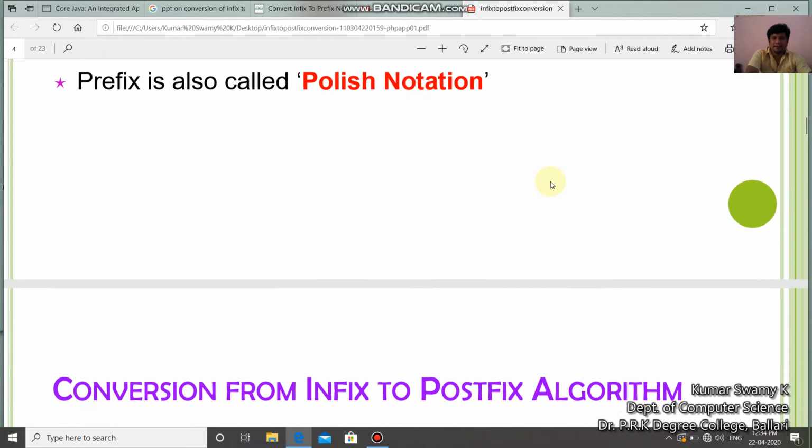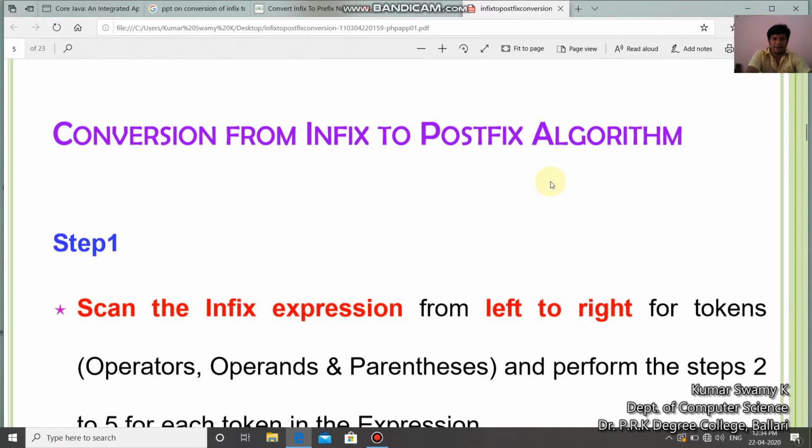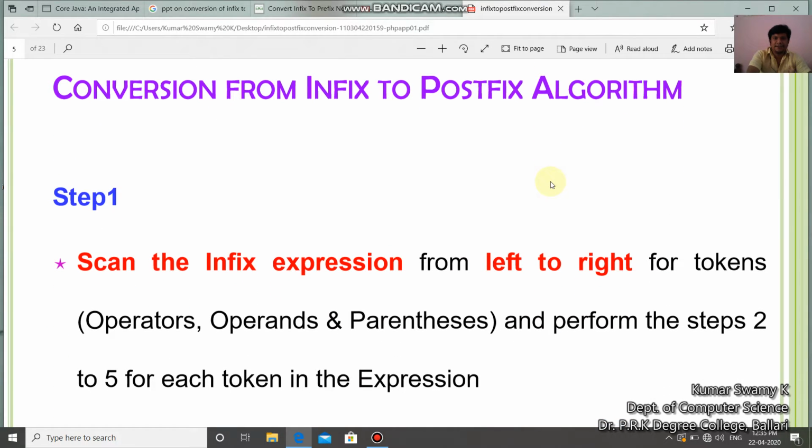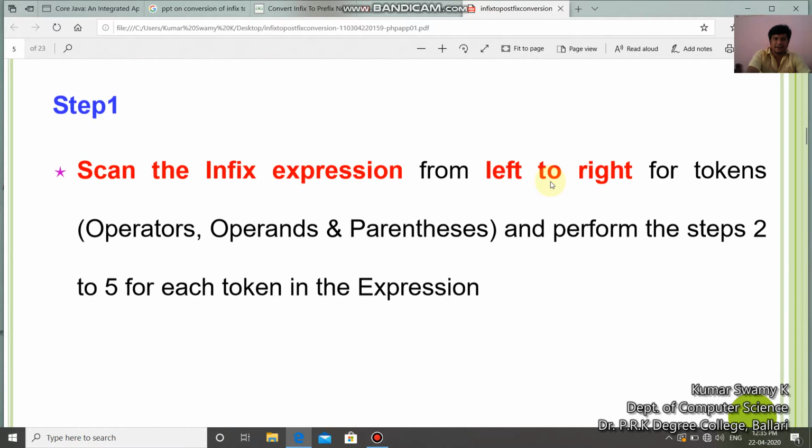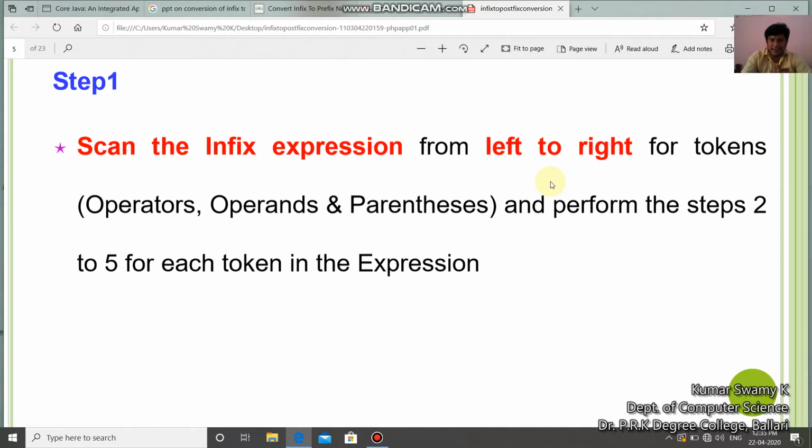So now let us discuss how we convert from infix to postfix. Let us look at the algorithm. The first step: scan the infix expression from left to right for tokens: operators, operands and parentheses. You need to scan the complete infix expression, which consists of operators, operands and parentheses, and perform steps 2 to 5 for each token in the expression.